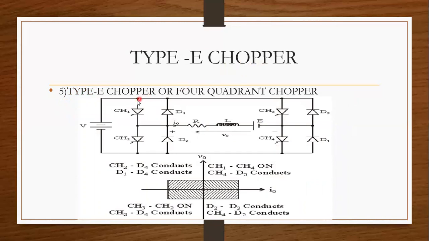Type E chopper is also called a 4-quadrant chopper. It operates in 4 quadrants: first, second, third, fourth. That is forward motoring mode, forward braking mode, reverse motoring mode, and reverse regenerative braking mode. That's why it is called the 4-quadrant operation of choppers. This is the circuit diagram.